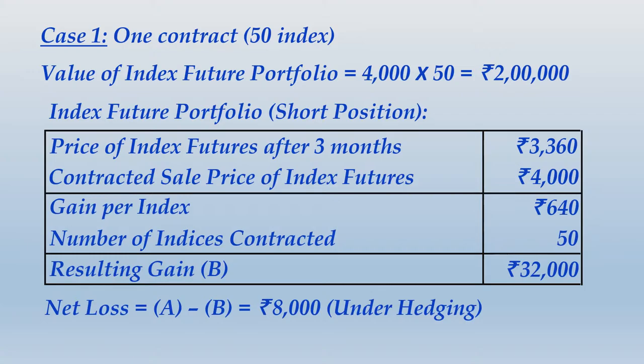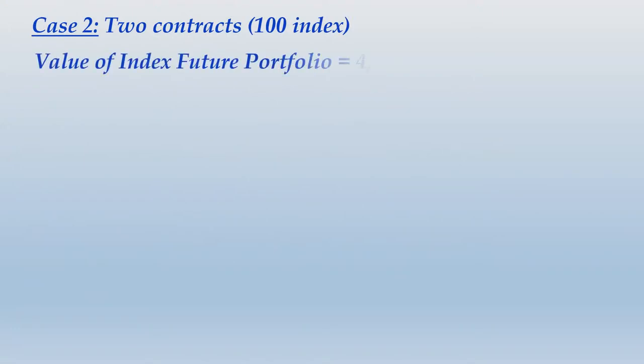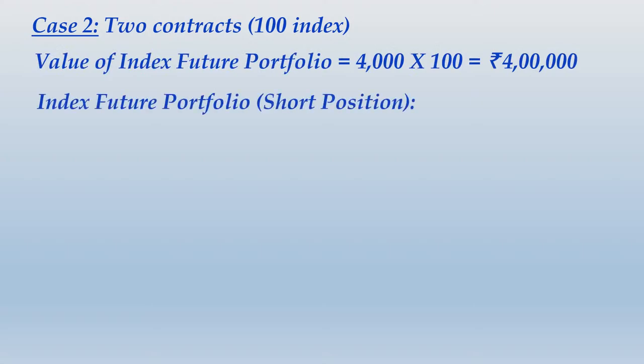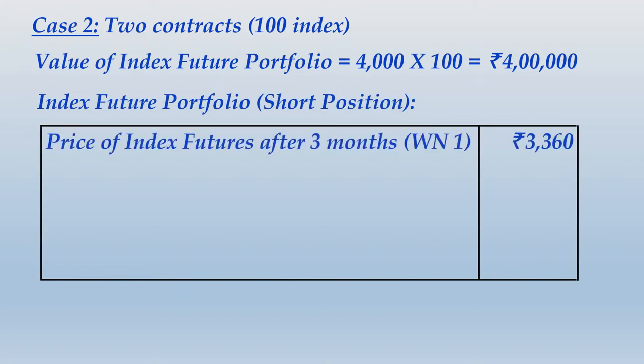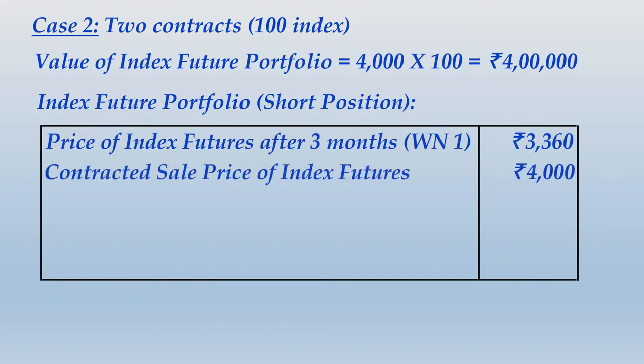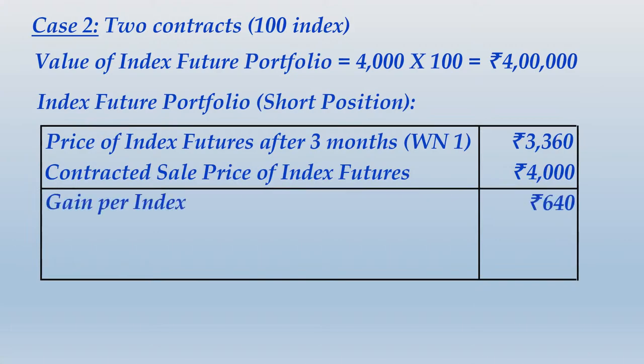Alright friends, once you are clear with this first case, let us move ahead and deal with the second case, where you have two contracts that will be comprising of 100 index in total. So your value of index future portfolio will be 4 lakhs. This time the index future portfolio where you have a short position, the price of the index future after 3 months we have already computed, it will be 3360. The contracted sale price was 4000. So at 4000 you took a short position and the settlement price is 3360. So gain per index has to be 640.